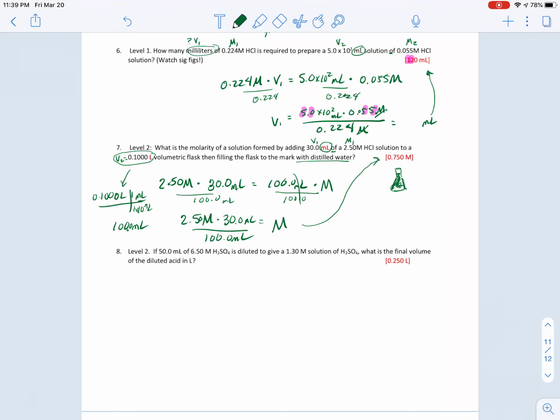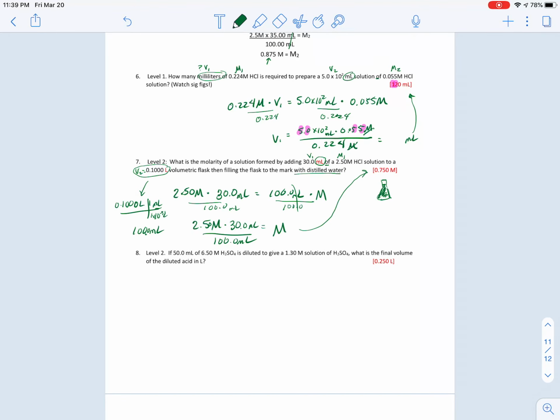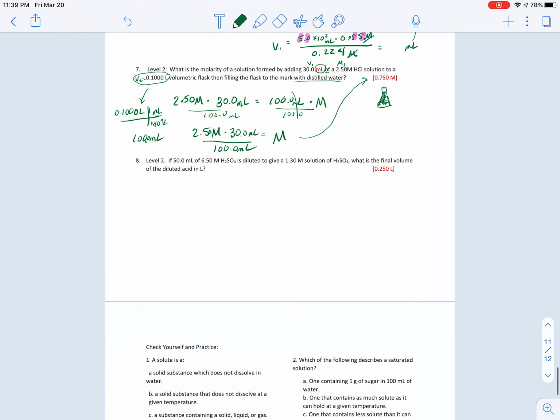Those canceled. When you put that in your calculator, you're going to get this number over here. I dropped a 0, and that's why at first it looked like I didn't have the right sig figs.